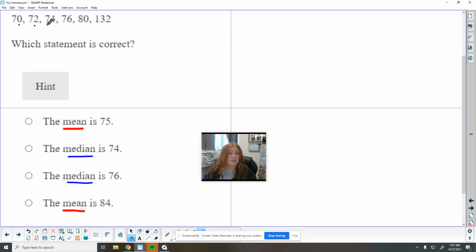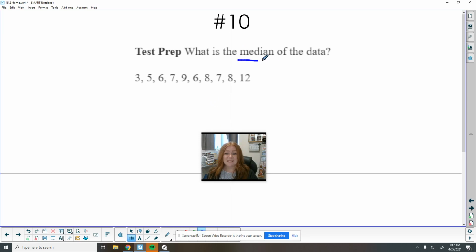So I do notice there's 1, 2, 3, 4, 5, 6. So as you're finding the median, you're going to end up with 2 numbers in the middle. You'll need to add those up, divide by 2 to find that median there. And that's number 9.